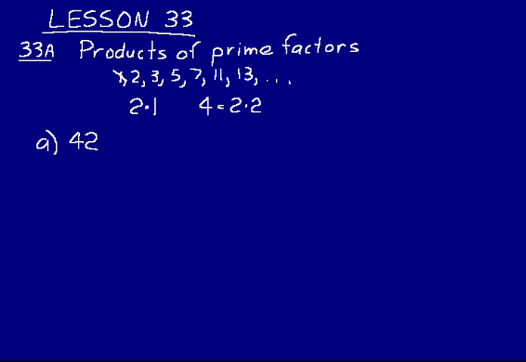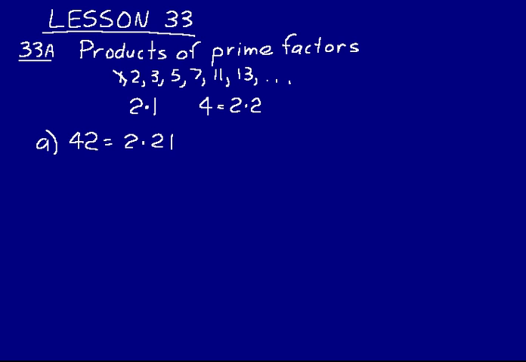For example, look at this problem, 42. Let's break that into a product of prime factors. So what you do is you just try to think of prime numbers that 42 is divisible by. And for a test for divisibility, if it's an even number, then you know it's divisible by 2. So we can change this into 2 times 21.